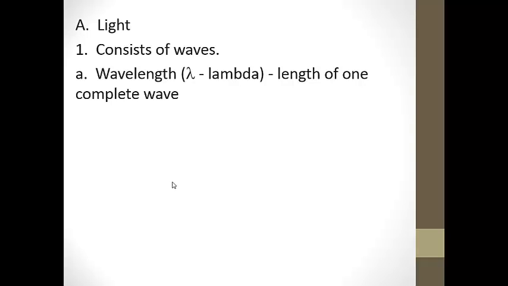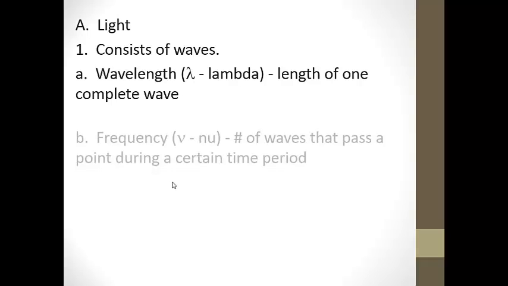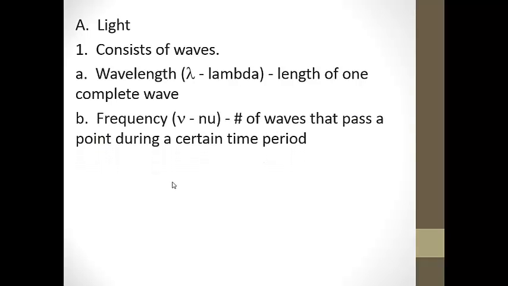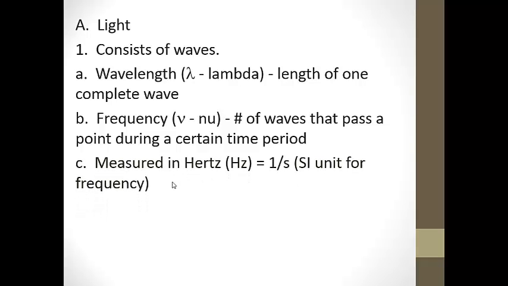This is the length of a complete wave. And then we have frequency, and that's how many waves can pass a certain point during a certain period of time. The higher the frequency, that means that the wavelength has to be shorter because you have to fit more waves in a certain amount of time. We measure this in hertz, so when you see Hz, that is our metric unit for being able to deal with frequency.